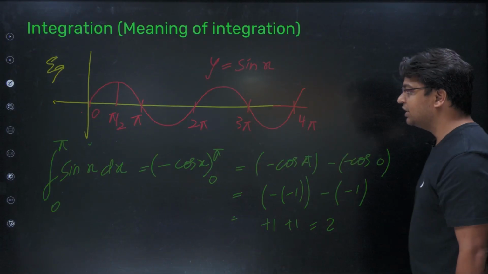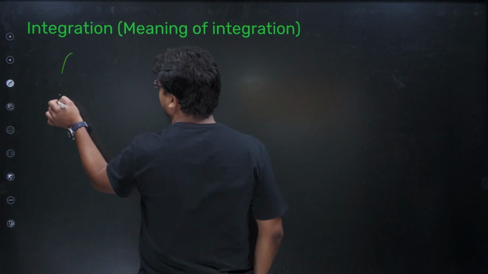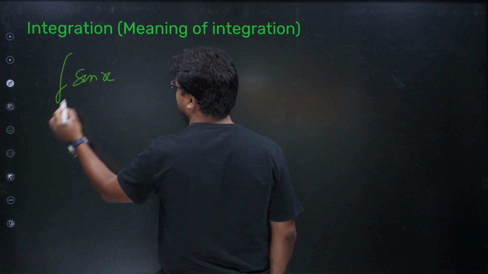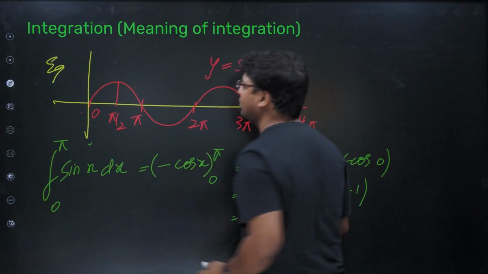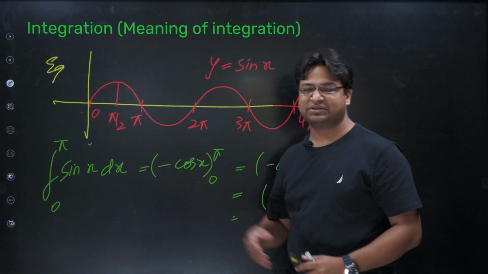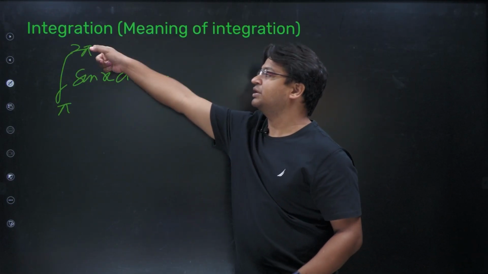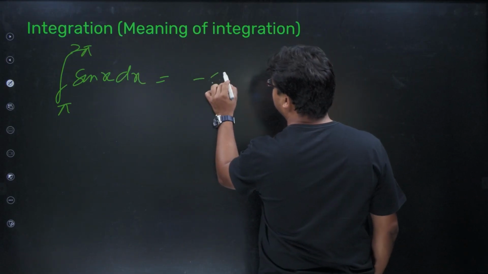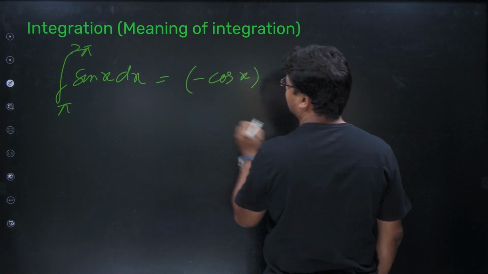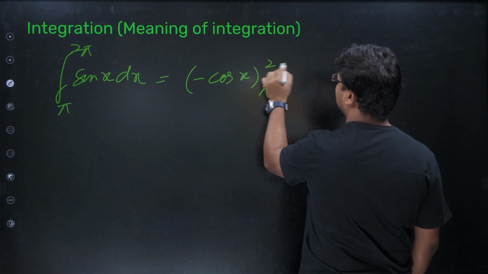On the other hand, if I try to integrate sin x from pi to 2 pi, I notice the graph is below the y-axis. The lower limit is smaller than the upper limit. If I finish this, I will get a negative answer. Let's check. So minus cos x from pi to 2 pi.